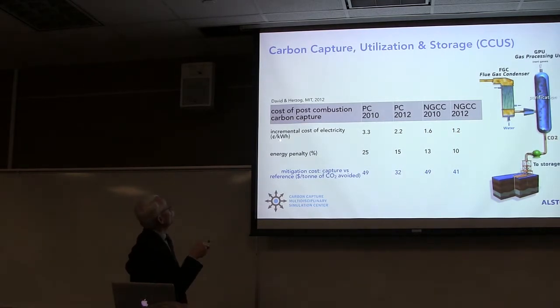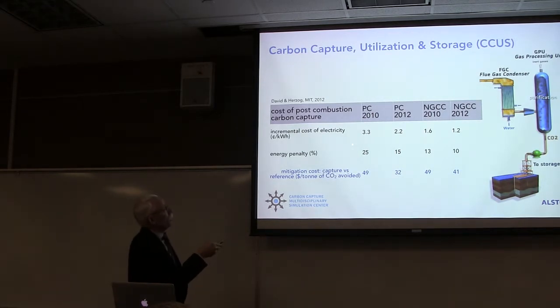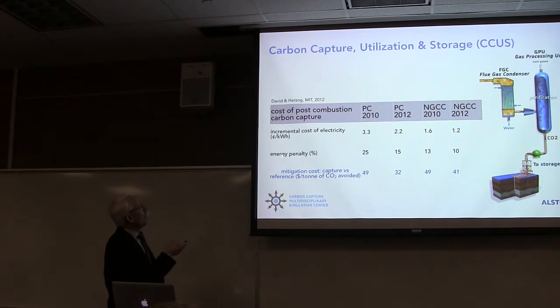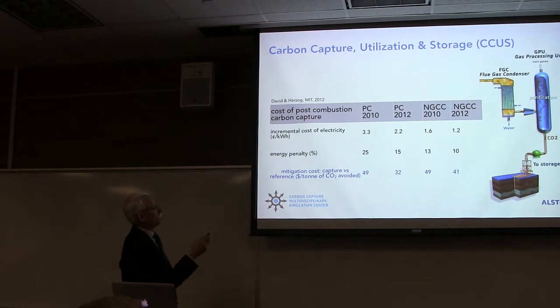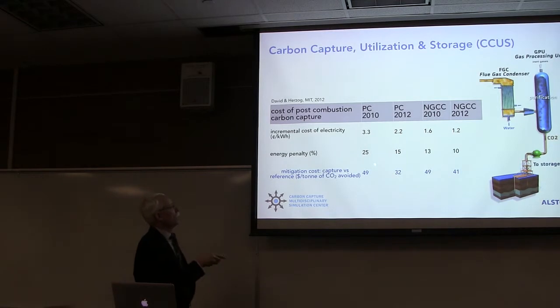Now you measure this in different units. You can think about it in the incremental cost of electricity. So how much more does it cost your electricity bill if you were going to separate this out? That's how much more it would cost: 3 cents per kilowatt hour. Or you can think of it as energy penalty. How much extra energy do you have to generate to pay for the separation cost? And there it is in percentage. And then the mitigation costs, if you just want to talk about dollars per ton of CO2 avoided, how much CO2 you captured, then there it is in dollars.